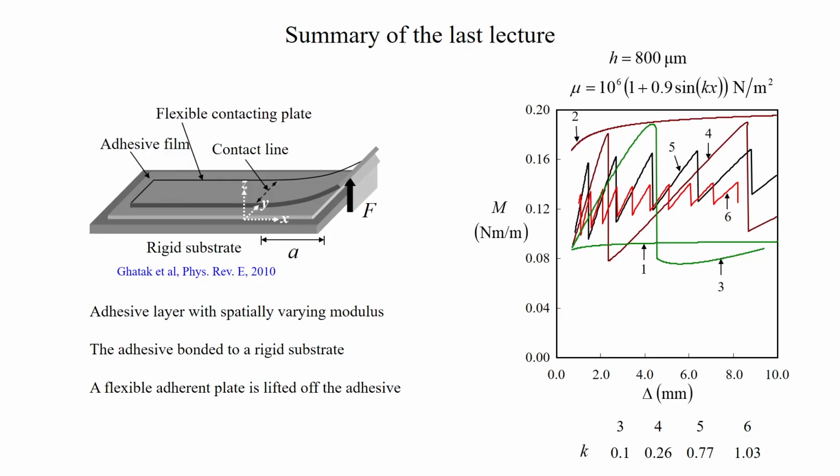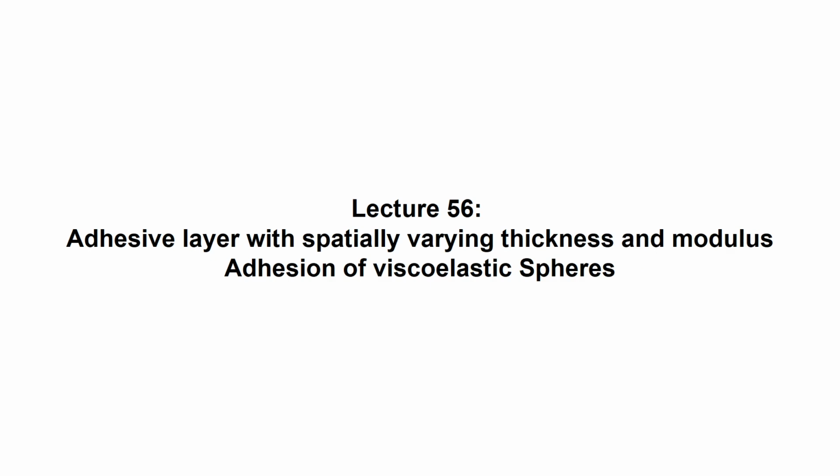Today I would like to discuss two things. One is the adhesive layer with spatially varying thickness and modulus. In the last lecture we talked about an adhesive layer with a spatially varying modulus, but today I would like to include thickness as well. After we finish that, we will talk about adhesion of viscoelastic spheres, so viscoelasticity will be brought into our discussion.